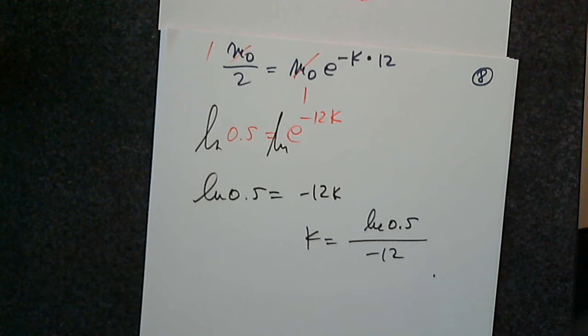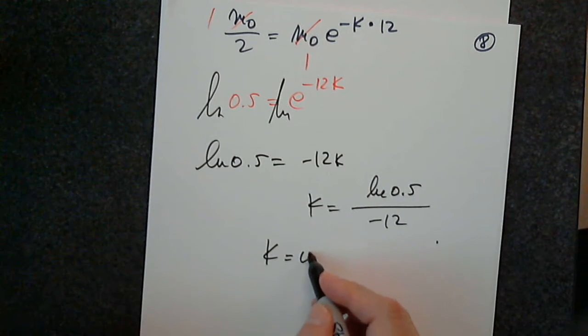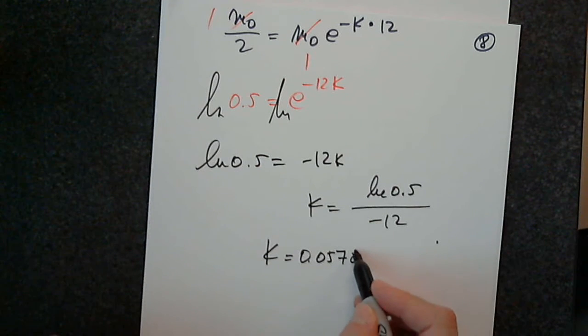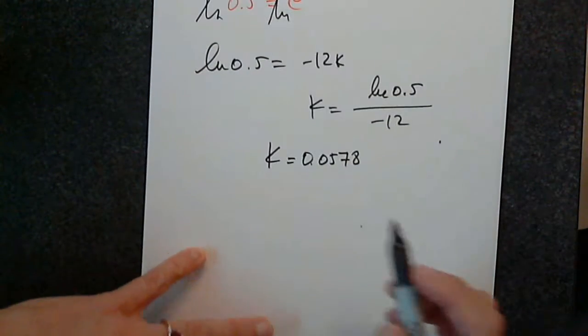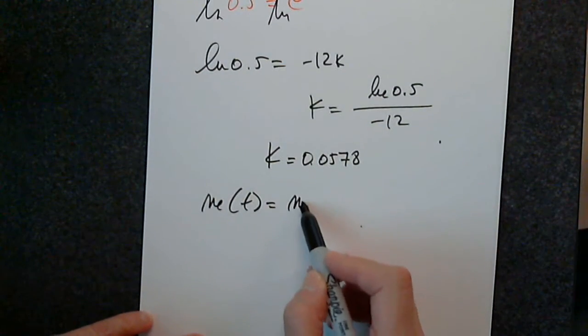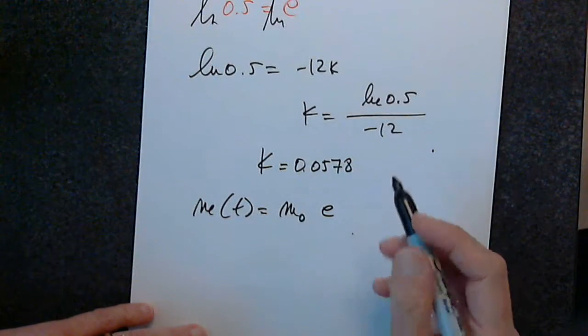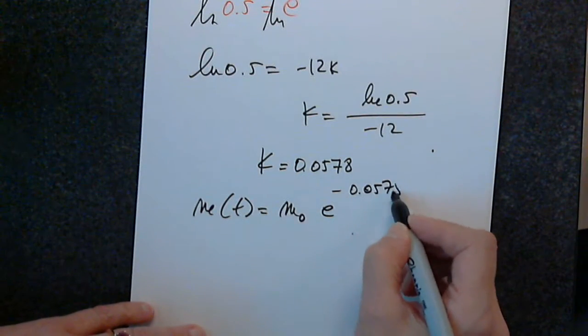Is that enough? No. Just looking to see I don't want to exceed 50 minutes. Okay. So we have natural log 0.5 and divide everything by, in parentheses, negative 12. So the decay rate is 0.0578. So here's our model. M of t equals M0, who no one knows, and we don't care about, e to negative 0.0578 t.